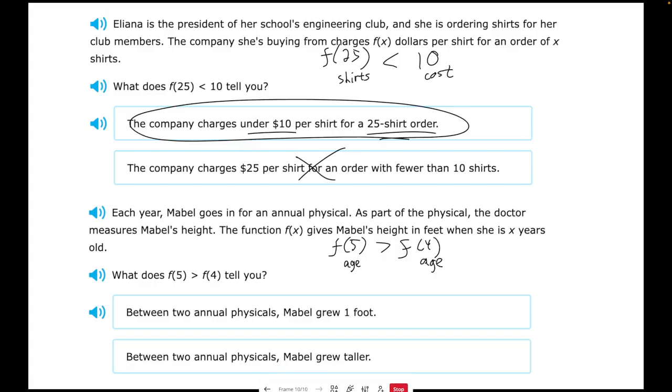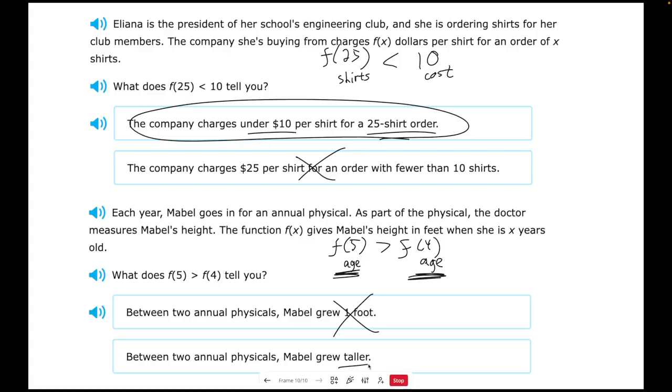And for this second problem, remember that the number in the parentheses represents her age, okay? So this tells me nothing about her height going up by 1, right? So basically this says when she was 5 years old, or age 5, her height was greater than age 4 height, okay? So this first answer is incorrect because it's saying, oh, she grew 1 foot. No, that's not what 5 and 4 represent here. They represent the age, nothing to do with the height.